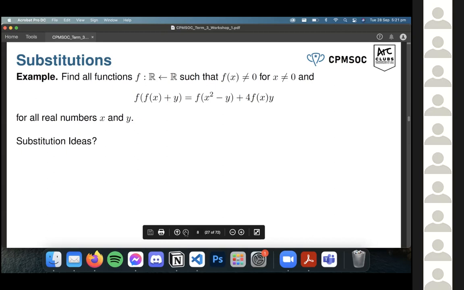And f of 0 is nice because it's a constant. You could also have f of 1, f of 2, but you tend to end up with f of 0 in competition problems because they're structured nicely. So we'll move on to trying some different substitutions here.